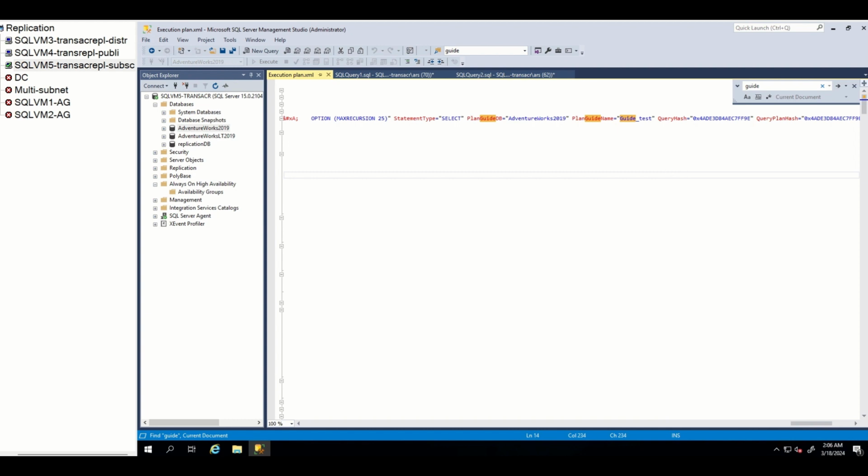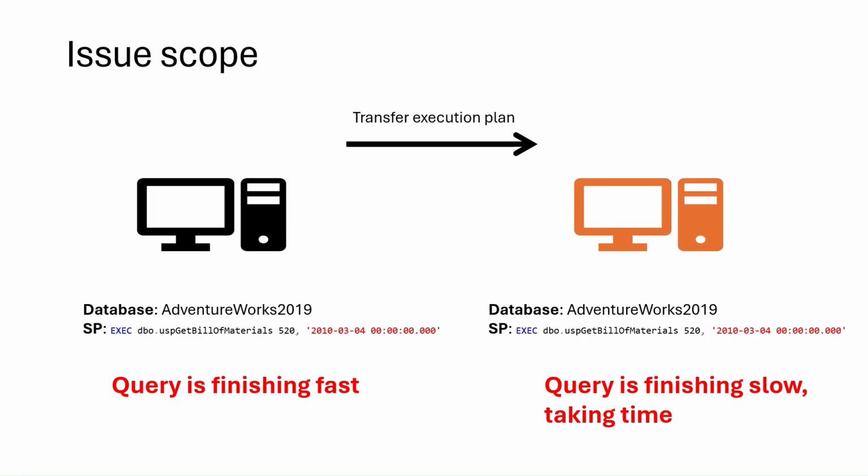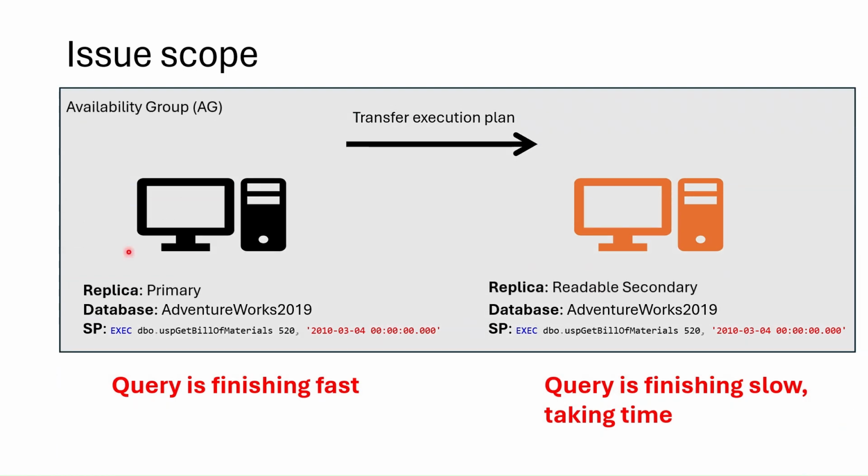We looked at the standalone server case. Let's also look at the availability group cluster case where you have a primary and a readable secondary. In the primary, the stored procedure is running fast, while the same stored procedure for the same database is running slow in the secondary. This is not often observed, okay, but I have seen these kinds of cases. Let's learn how to apply the execution plan here also.